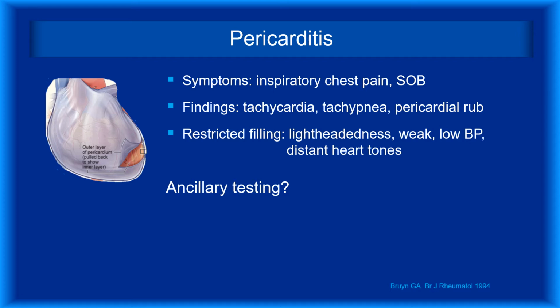Friction leads to inspiratory chest pain and pericardial rubs. Patients may feel short of breath and be tachycardic and tachypneic. When pericarditis produces a large pericardial effusion, left ventricular filling can be restricted. Patients may be lightheaded, hypotensive, and have distant heart tones. Brune documented a case of cardiac tamponade due to Lyme carditis.